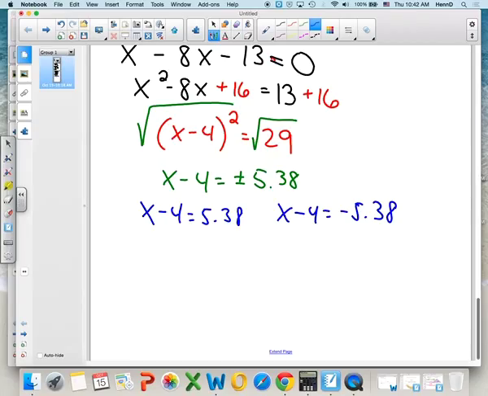So step by step, what I did here was, first, I added the 13 to the other side. Then in red, I did the b over 2 squared formula, which is plus 16 to both sides, which gives me 29. And here when you factor it, it gives you x minus 4 squared. When you have the squared, you square root both sides. The square root and the squared cancel each other out, so it's x minus 4. This came out to 5.3 on your calculator. Make sure you use a plus or minus.